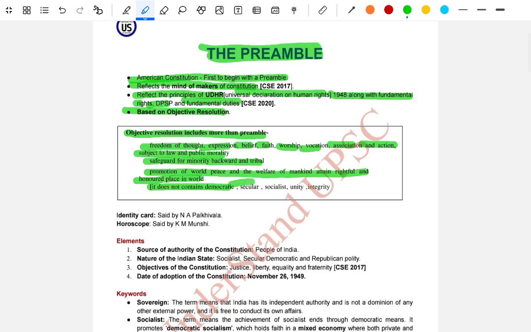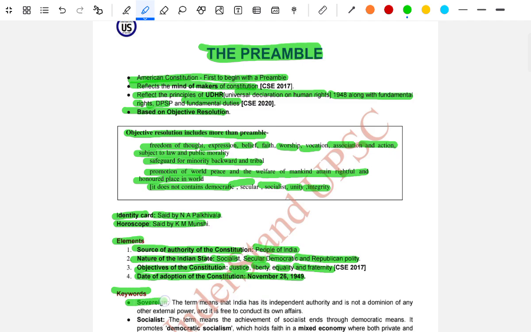It does not contain the words democratic, secular, socialist, and unity and integrity. The identity card was said by N.M. Palkhivala. The horoscope was said by K.M. Munshi. Elements: the source of the authority of the Constitution is the people of India. The nature of the Indian state is a socialist, secular, democratic, and republic polity. The objective of the Constitution is justice, liberty, equality, and fraternity. The date of adoption of the Constitution: November 26, 1949.